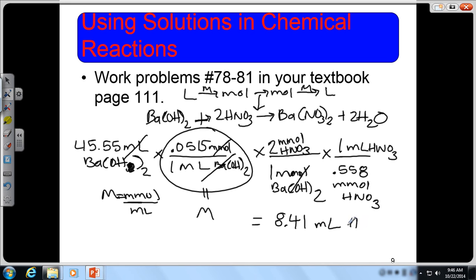If you did this in liters, then you would have gotten 0.00841 liters, which is the same thing as 8.41 milliliters. But if you were to tell me to measure out 0.00841 liters, then I'm automatically going to convert that to milliliters because it's a small number, so I'm going to get out my little graduated cylinder or little burette. It's easier to look at in milliliters when you're on a smaller scale.